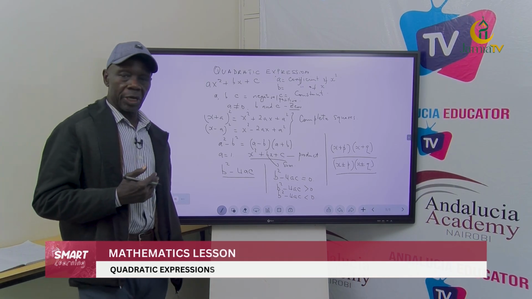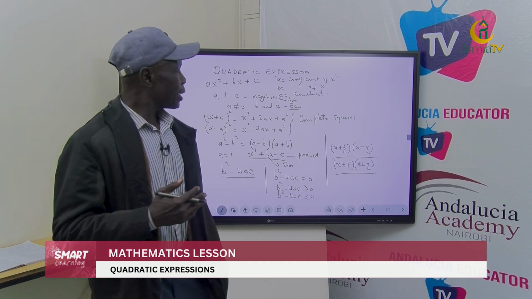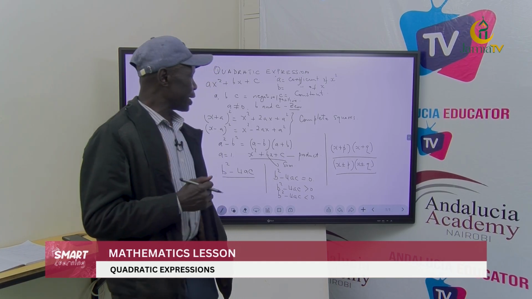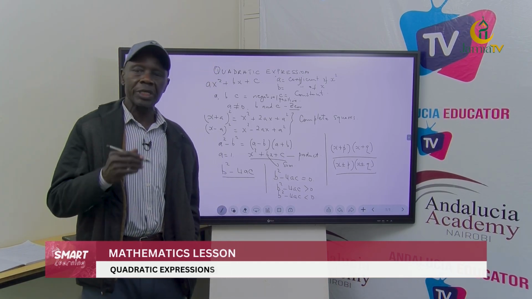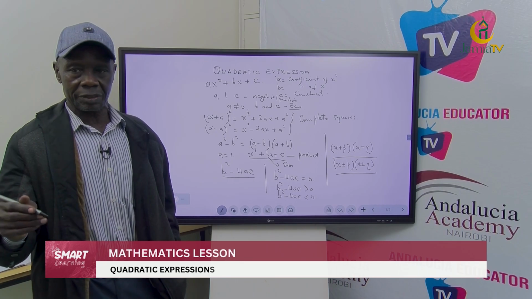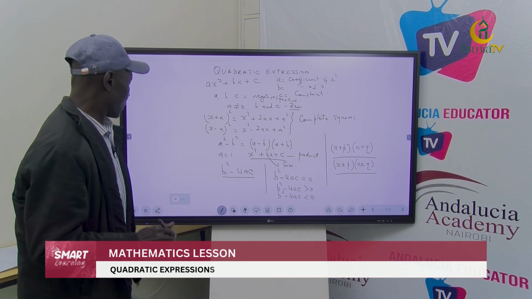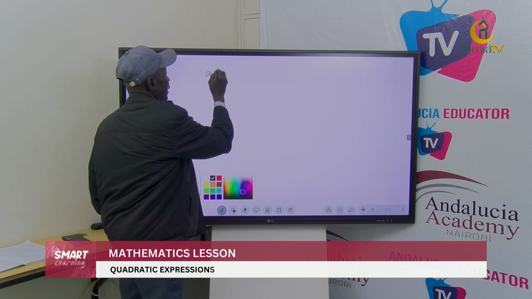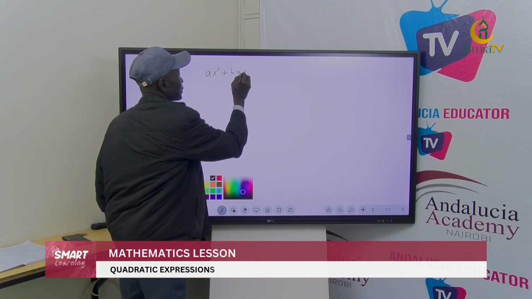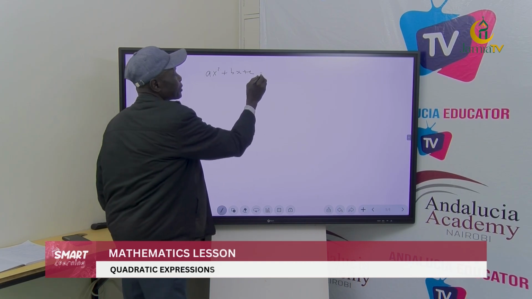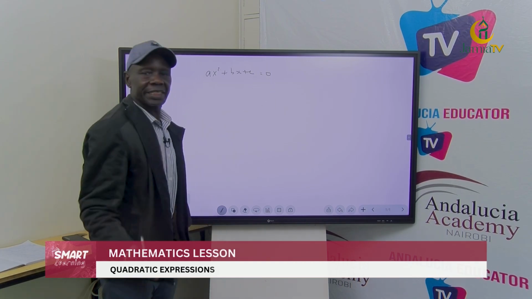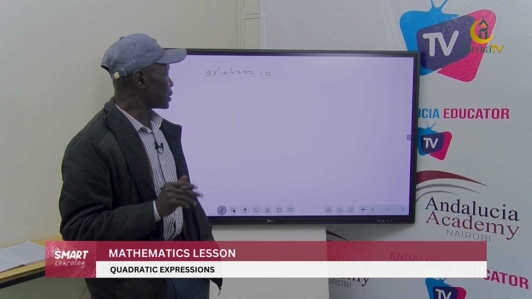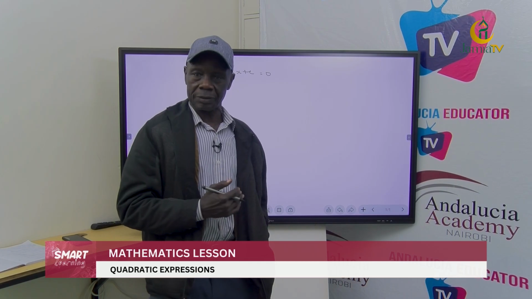So today, we are going to look at more ways of factorizing, and then at a later stage, we shall introduce how we solve quadratic equations by factorizing. So now, when I have ax squared plus bx plus c, when equated to 0, it becomes a quadratic equation. But when it's written ax squared plus bx plus c, it is a quadratic expression.